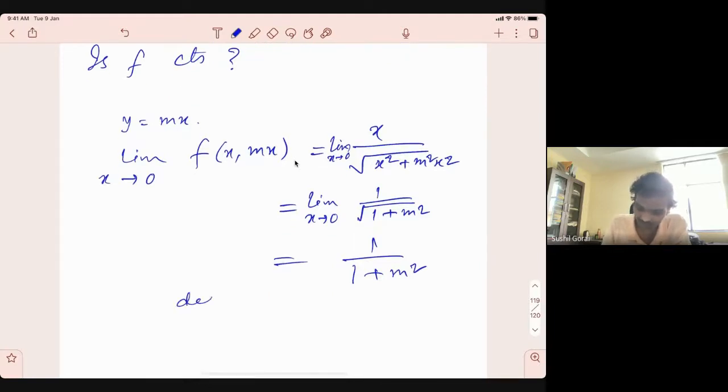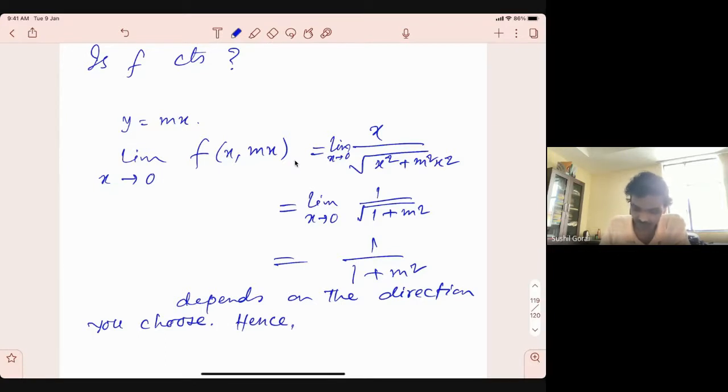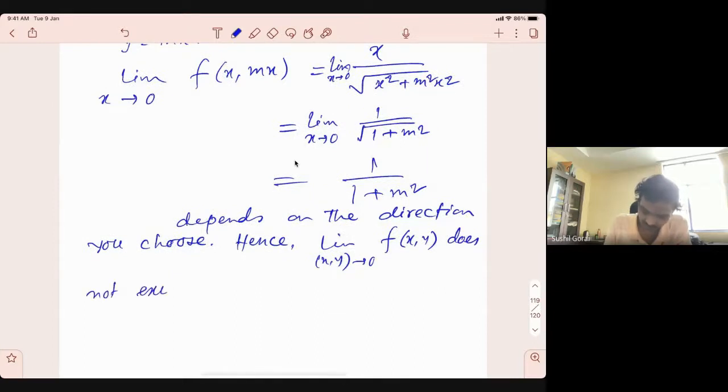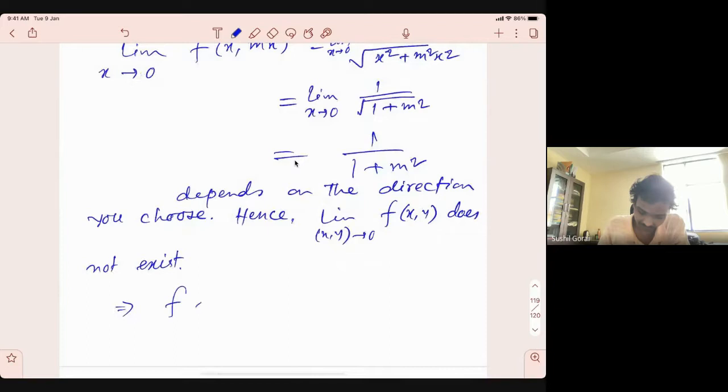This depends on the direction you choose. Hence this limit, as (x, y) tends to 0, f(x, y) does not exist. You can actually do it in terms of epsilon delta also, if you like. So this actually implies f is not continuous at 0, 0.